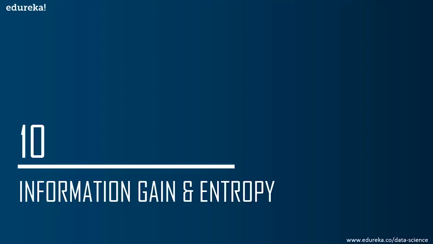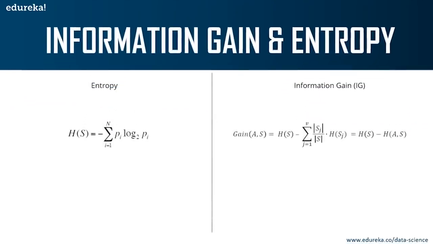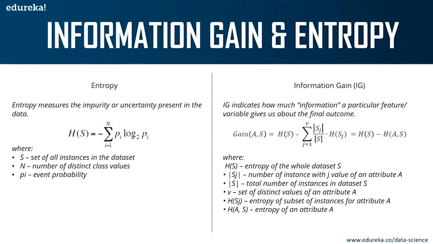For those of you who don't know what a decision tree is, it is basically a machine learning algorithm. You don't have to know anything about this. I'll explain everything in depth, so don't worry. Now let's look at what exactly entropy and information gain are. Entropy is basically the measure of any sort of uncertainty that is present in the data. It can be measured by using this formula.